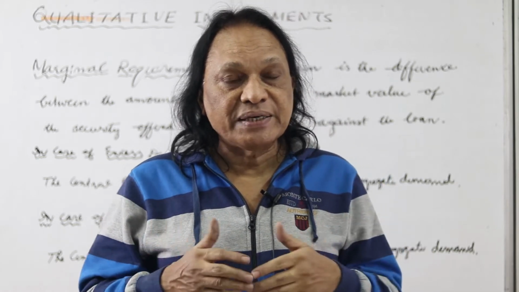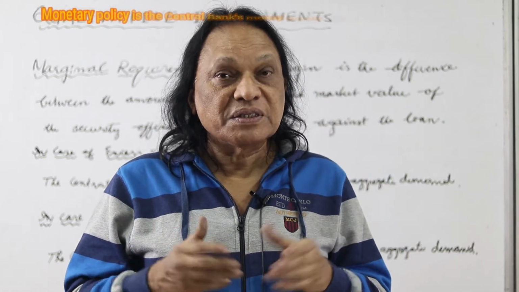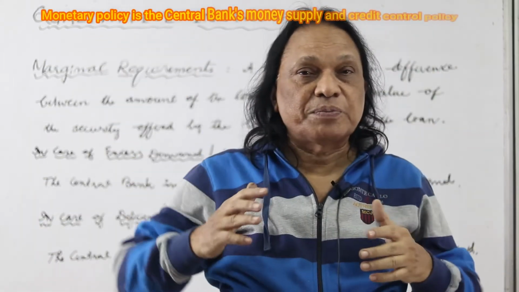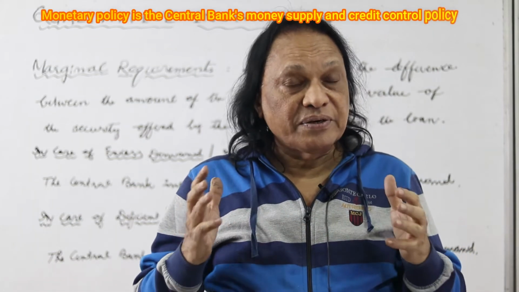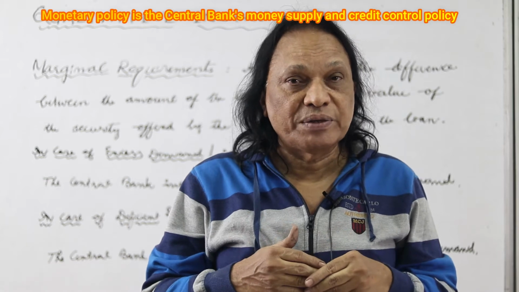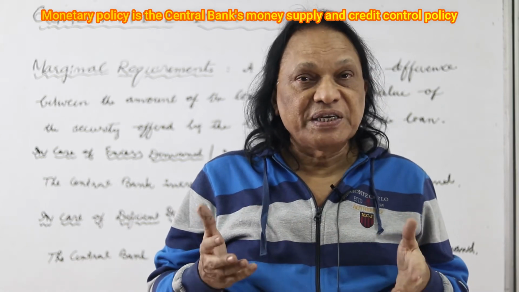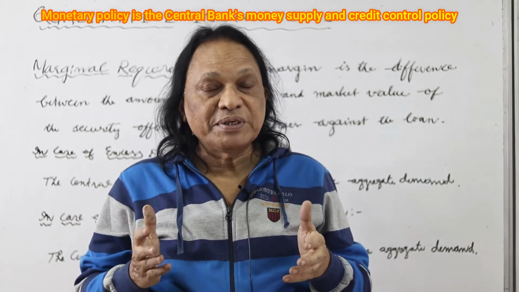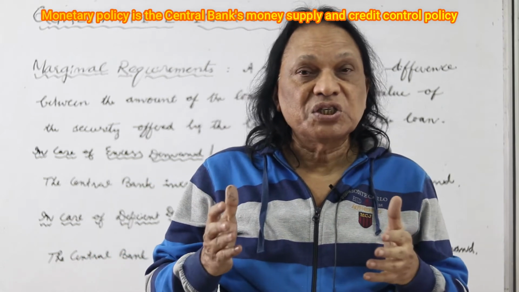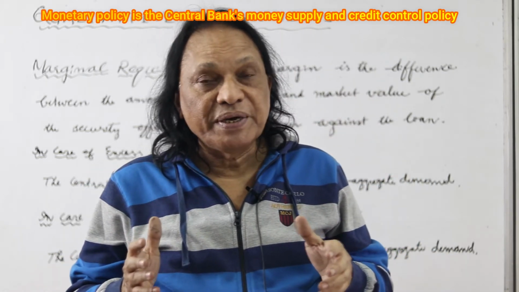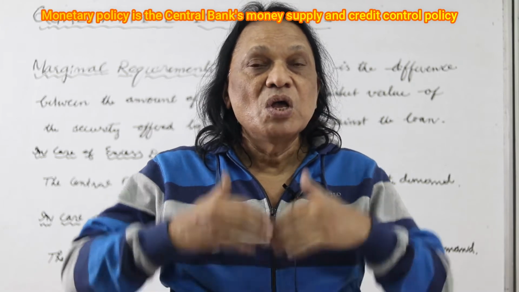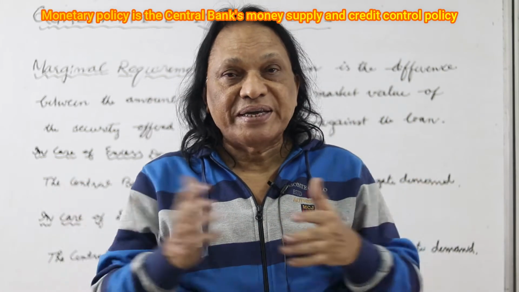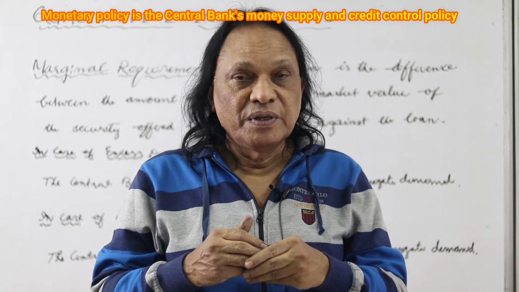When there is excess demand or inflation in the economy, the central bank tries to control money supply and control credit in the economy. When there is deflation, underemployment equilibrium, or recession in the economy, the central bank tries to have more money supply in the economy and tries to expand the credit.